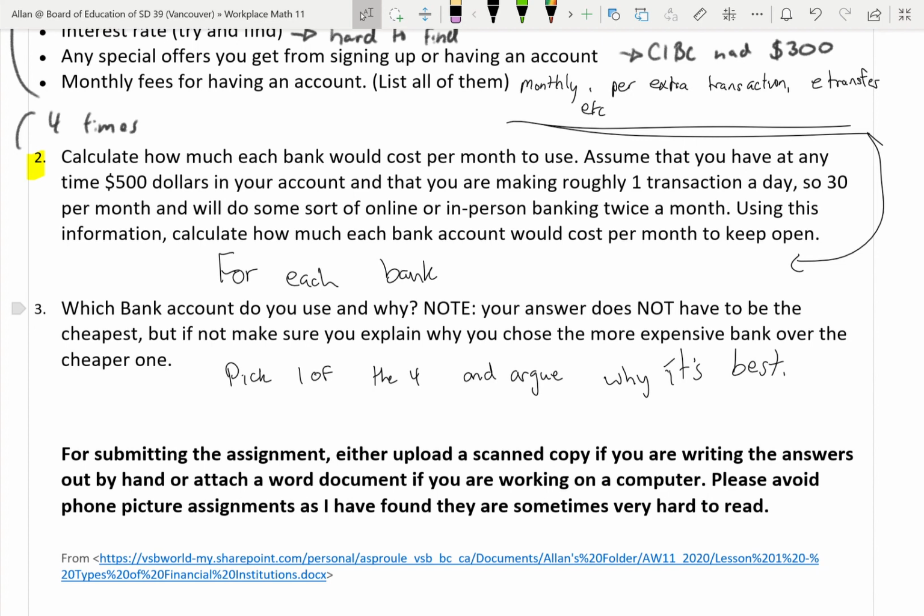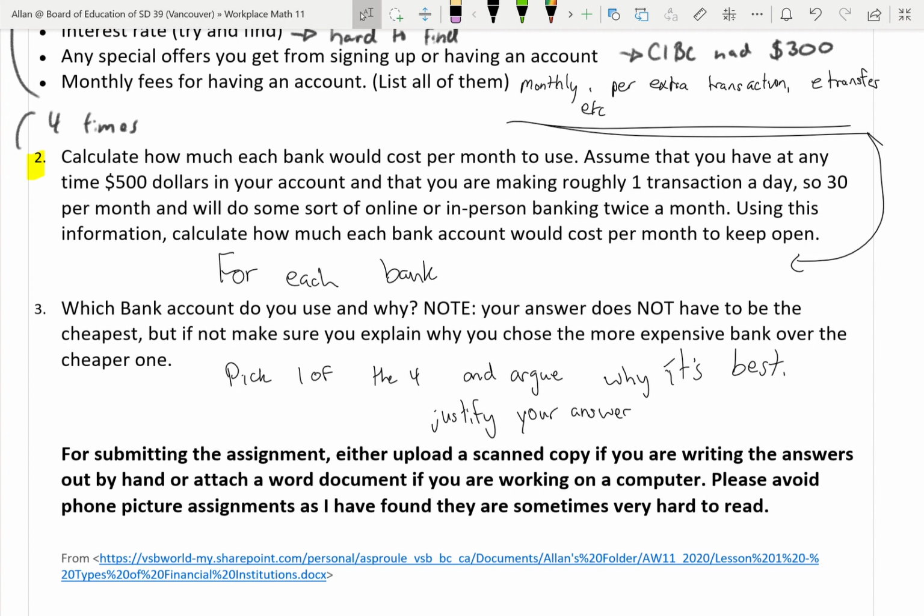Basically what I'm looking for is that you justify your answer. You're not just saying, I'm going to pick this bank just because. Give me some reason for why this is the best choice. If it's the cheapest, sure, tell me that it's the cheapest. If it offers you the most flexibility, tell me that.